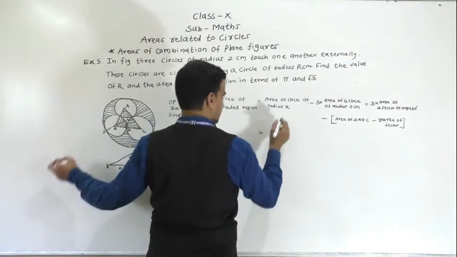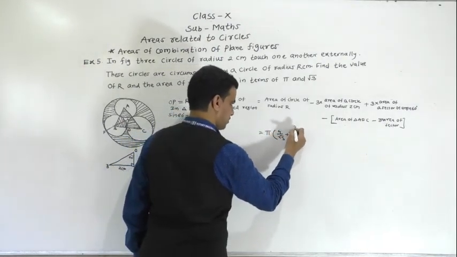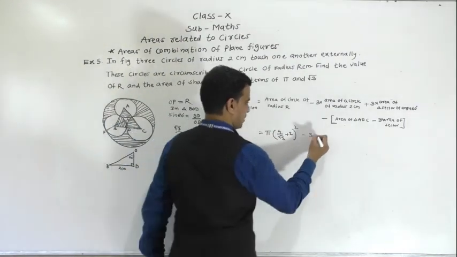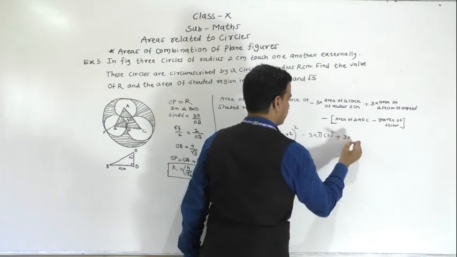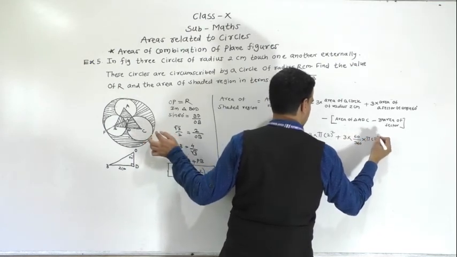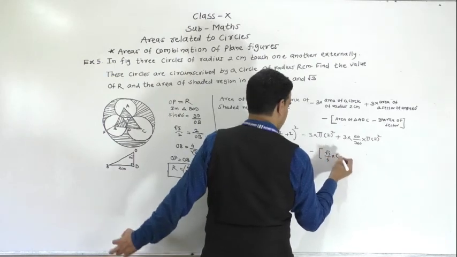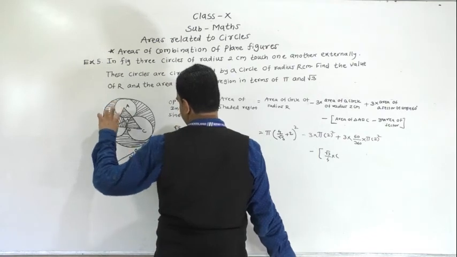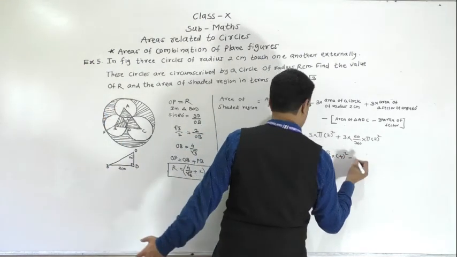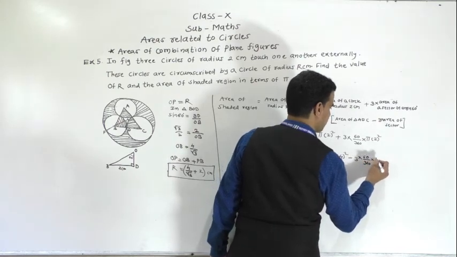Now we have to put values. The area of the circle of radius R, that is pi (4/√3 plus 2) whole square, pi r square, minus 3 into the area of the circle of radius 2 centimeter, that is pi 2 square, plus 3 into the area of sector, that is 60/360 into pi r square with r is 2, because the radius is 2 here, minus the area of triangle ABC, that is √3/4 into side square of the equilateral triangle. So the side of triangle ABC is 4 centimeter, because the radius of this small circle is 2, so this 2 plus this 2, total is 4 square, minus 3 into, again the sector area, 60 by 360 into pi r square.